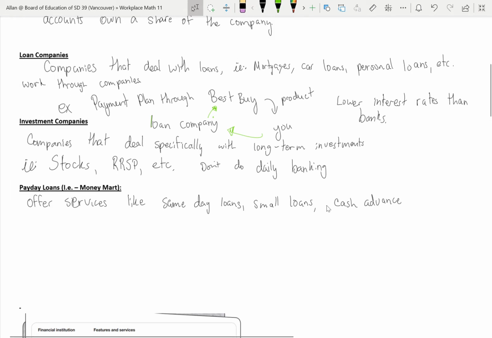So cash advance is getting your paycheck early. So say you get paid on Friday, but you really need the money on Wednesday. What they can offer is that they will pay you your paycheck for a small fee, and then when you get paid, you pay them back.